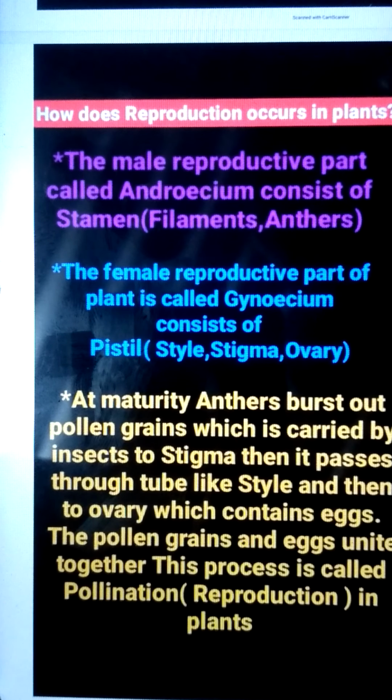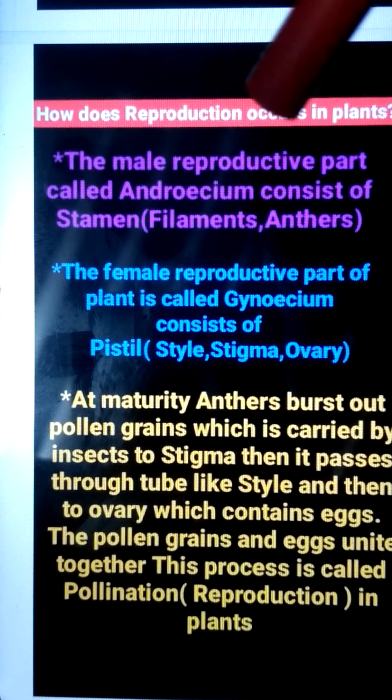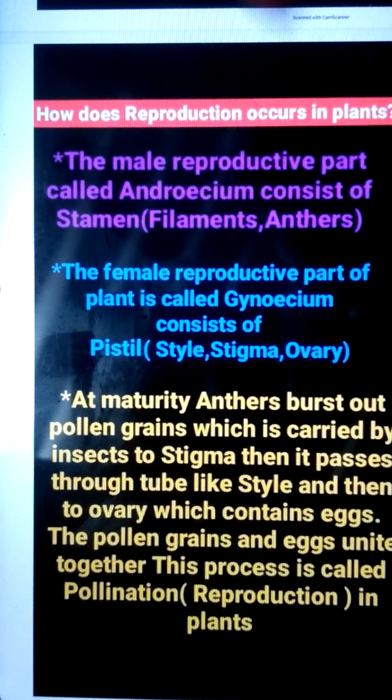So these pollen grains, when they get inside the ovary, you know, the ovary consists of ovules. Ovary has ovules. Ovules means what? Eggs. So the pollen grains and eggs unite, fertilize, and what is formed? What did I say, that pollen grains and what? Ovules, eggs unite, fertilize together, and when it is fertilized, that process is called what? Pollination, or reproduction in plants.